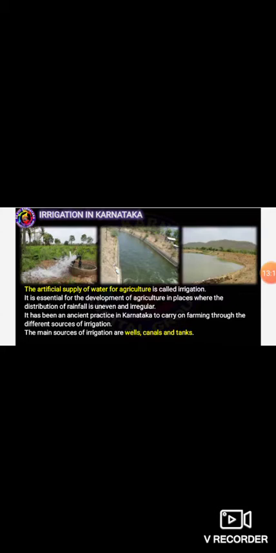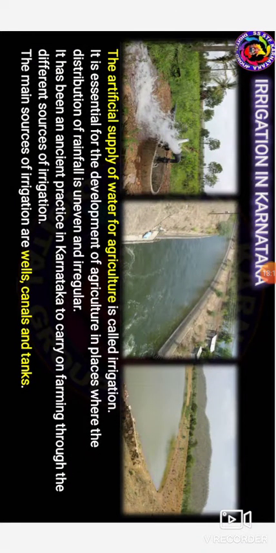And next we will study irrigation systems and irrigation in Karnataka. What is the meaning of irrigation? ಹಾಗಾದ್ರೆ irrigation ಅಂದ್ರೆ ಏನು ನೀರಾವರಿ ಅಂದ್ರೆ ಏನು? It is the artificial supply of water for agriculture, used by the people. It is very essential for the development of agricultural fields because of the uneven and irregular distribution of rainfall.